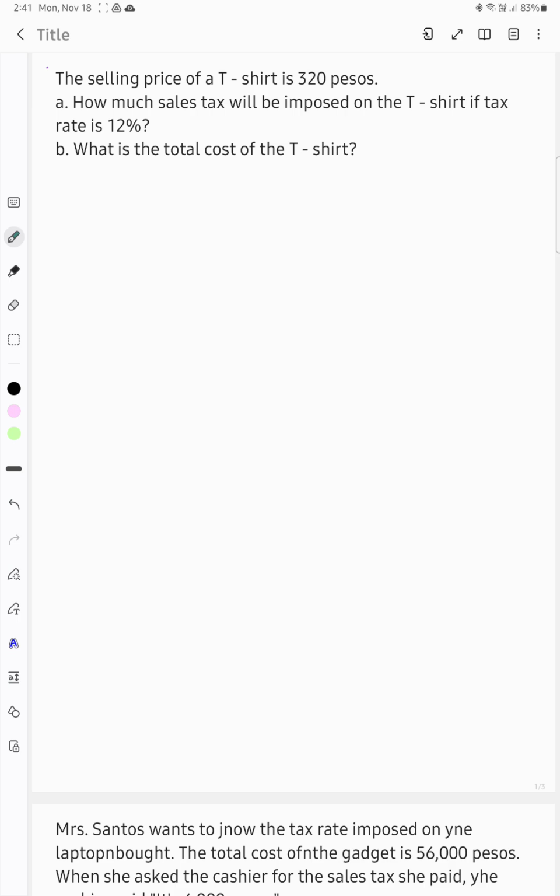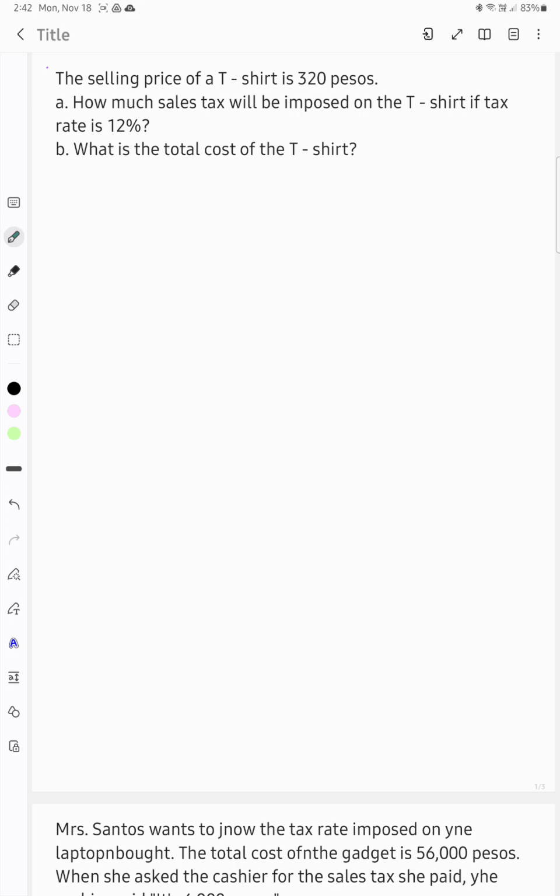Now, let's go with the word problem. I got this from a book of Next Century Mathematics, Making Math More Meaningful, grade 7, under Phoenix Publishing. So the selling price of a t-shirt is 320 pesos. There are two questions we'd like to answer. The first one is, how much sales tax will be imposed on the t-shirt if the tax rate is 12%? And what is the total cost of the t-shirt?